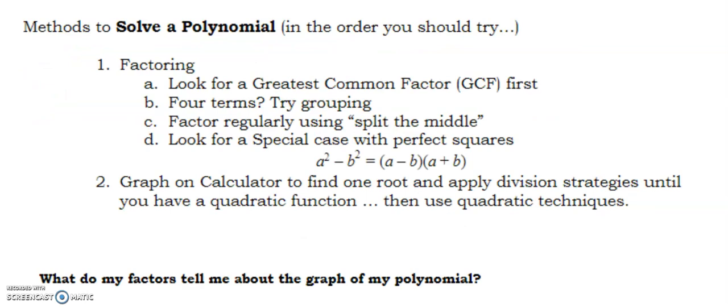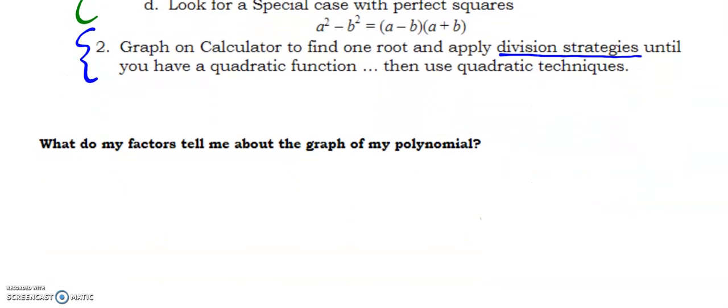So, reminder of methods to solve a polynomial in the order that you should try. We've spent a lot of time going over factoring, and that's what this video is going to focus on. So this will take factoring one step further because the factors can then help you determine your zeros and help you see what the graph is going to look like. The other one we can use is our calculator, and we're going to focus on that when we get to polynomial solving part 2, connecting our division strategies that we've also been practicing. So what do my factors tell me about the graph of my polynomial?